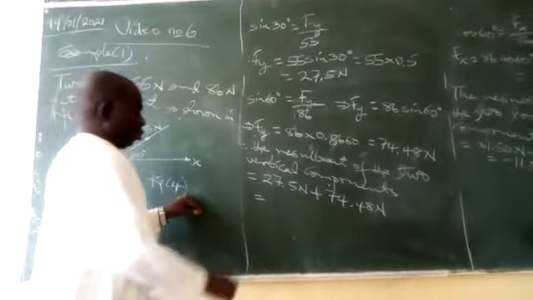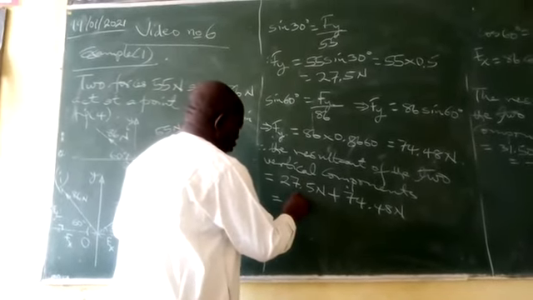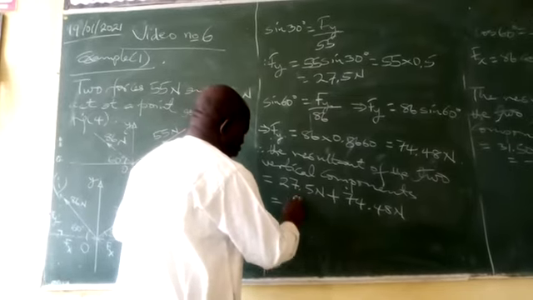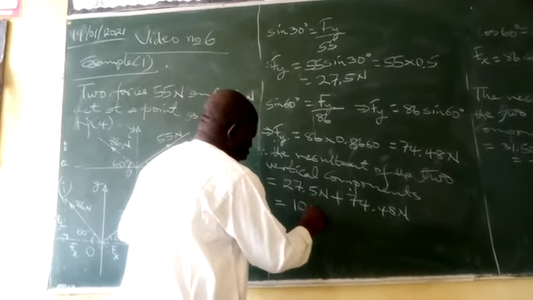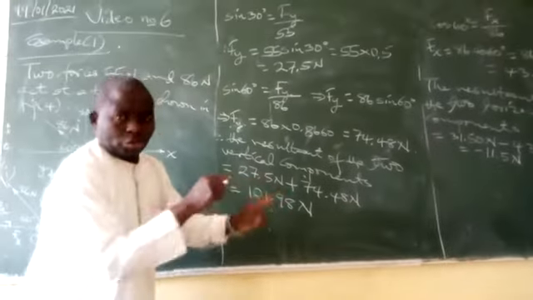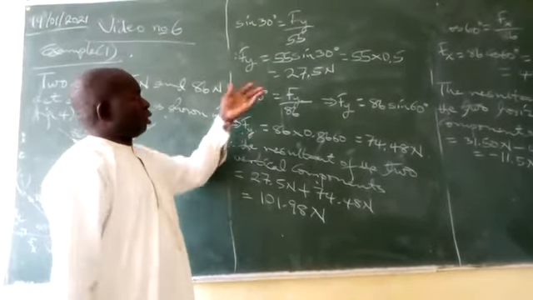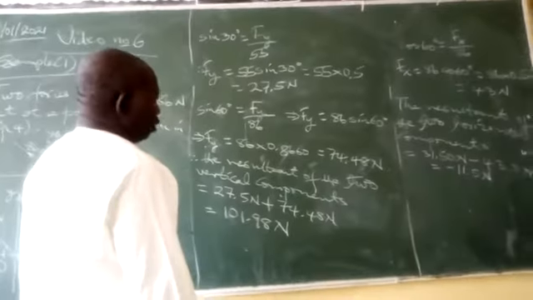101.98 newtons. So this is the resultant of the two vertical components. Now from here we can find the resultant force. The resultant force, that will be the B part.